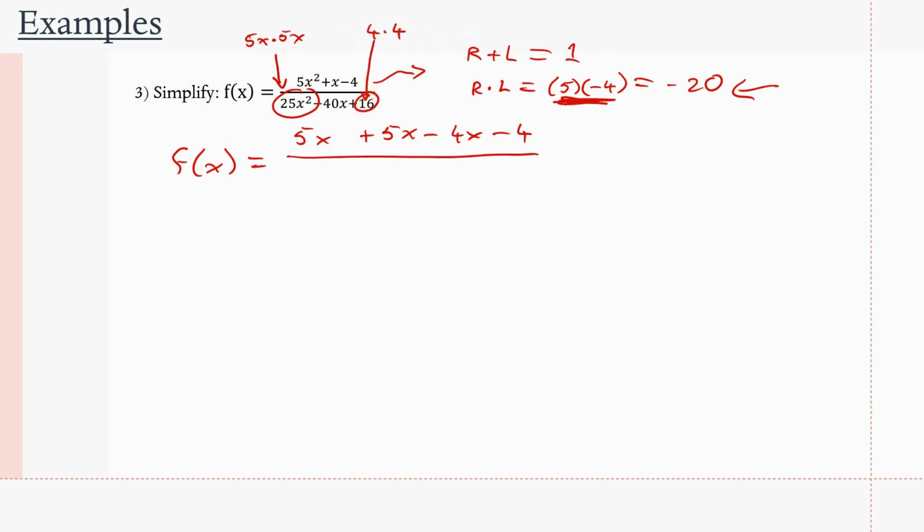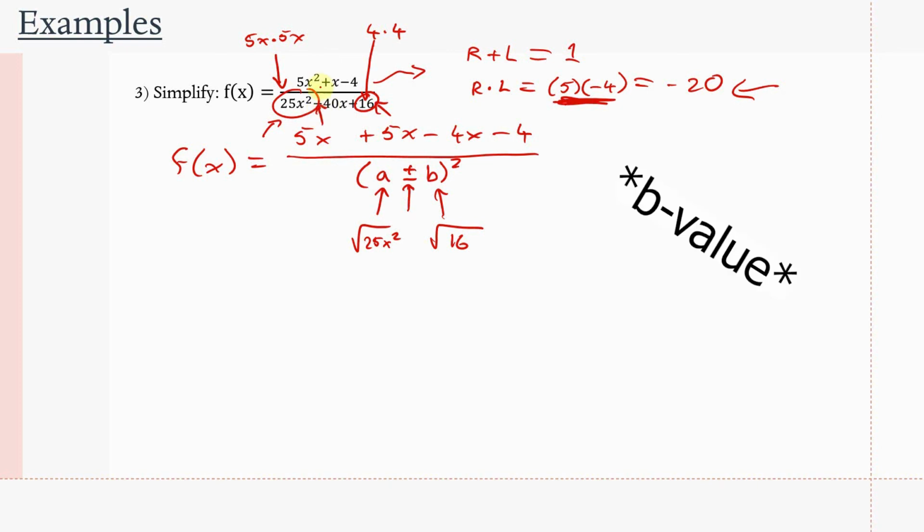And with these special types of trinomials, the usual factored version is in this format: a plus or minus b, squared. A being the square root of the first term, and b being the square root of the second term, 16, right? And the sign between them corresponds to the sign before the c value, which in this case is 40, and the sign before 40 is negative, so we're going to pick the negative sign.